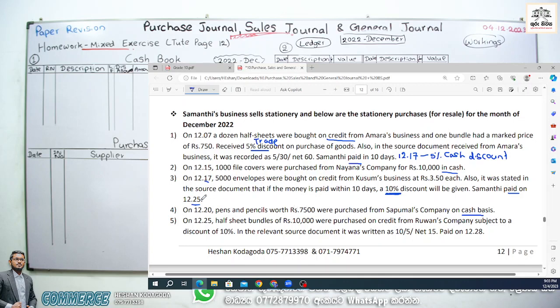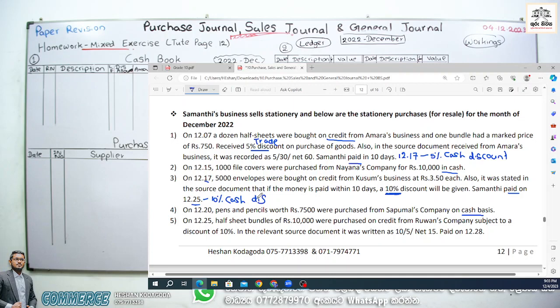So 10% cash discount eligible. Cash. Is it clear to you? Right? On December 20th, pen and pencil worth 7,500 was purchased from Sapuma's company on cash pay. Okay, no more. Don't need to record in the purchase journal. Just only the cash. Okay? Right? It goes on cash pay.